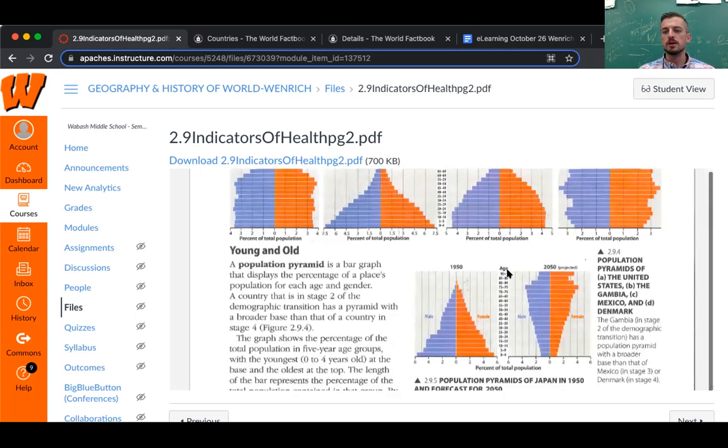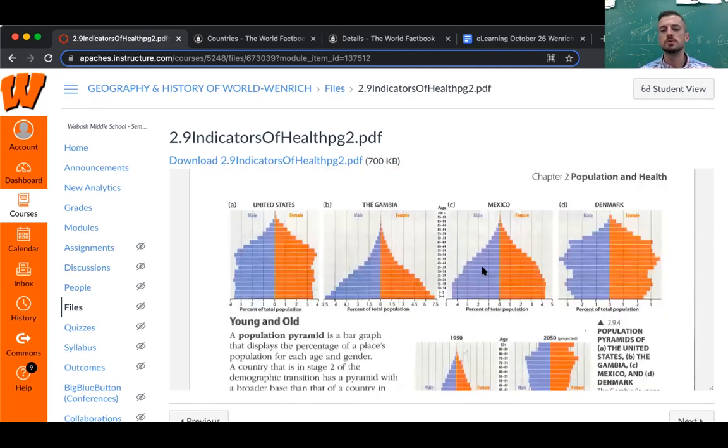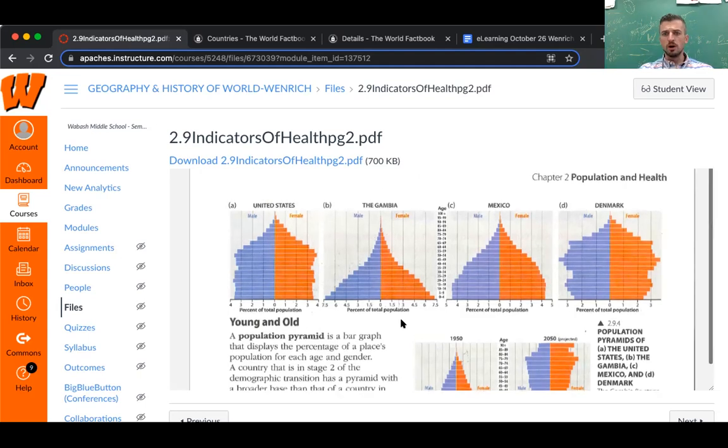A country like Mexico is going to be in stage 3 of the demographic transition. You can tell the difference between 2 and 3 because stage 3 has a lot more filled up as you go up the pyramid. As you can see, look how it's a little bit larger around the middle compared to a country in stage 2. Stage 2 is like a classic triangle. This one has a broader base. So it's still a very young country.